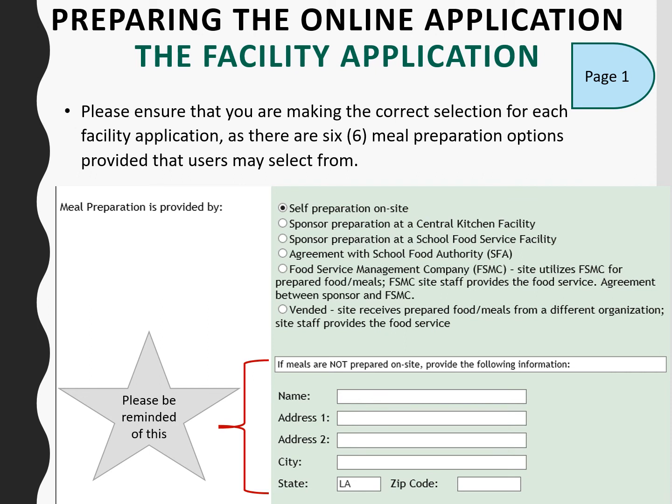This is where the site utilizes an FSMC for prepared food and meals, and the FSMC site staff provides the food service. There's always an agreement between the sponsor and the FSMC. There's also vended meals, where the site receives prepared food and meals from a different organization, but the site staff provides the food service. Please be reminded that if meals are not prepared on site, you need to provide the name, the address, the city, state, and zip of the location where the meals were prepared.